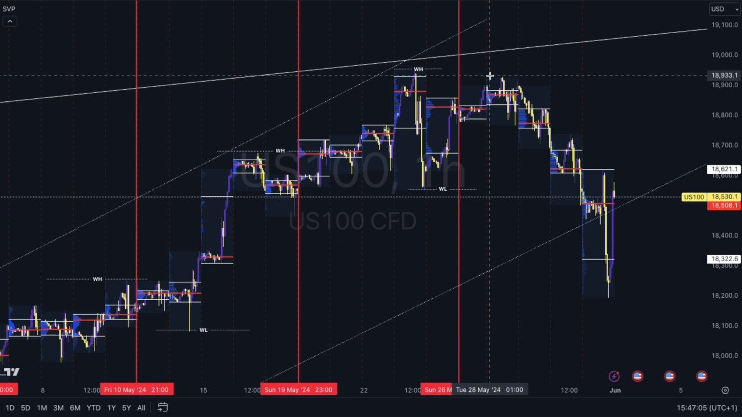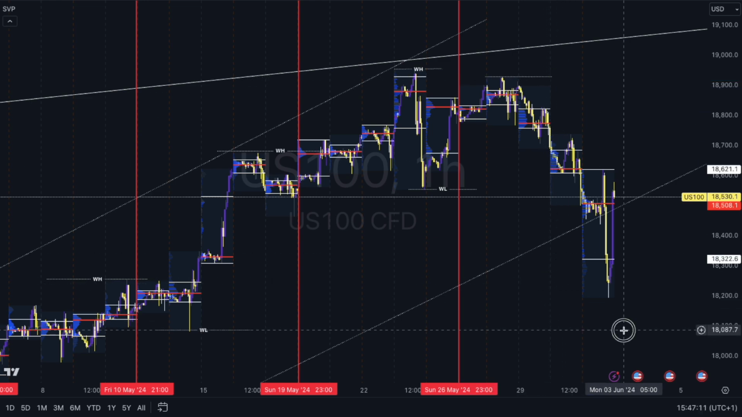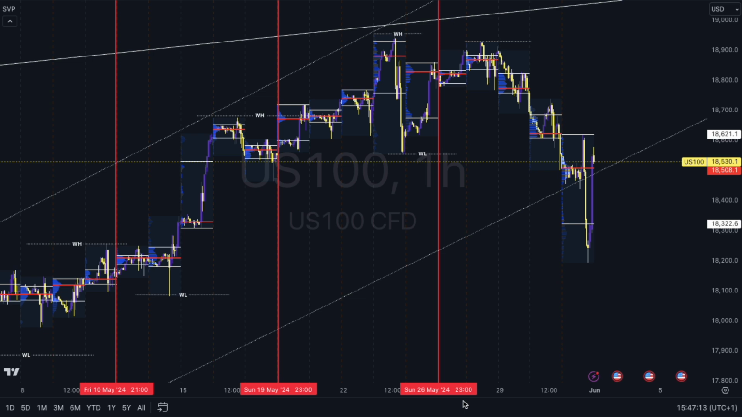So first things first, we have the weekly high that was set for us on Tuesday, right? So that's the weekly high right here. And then we have the weekly low that was set for us on Friday. That's this level right here. So let me assign labels to that so it really pops. So we have weekly high, and then we have weekly low, right?